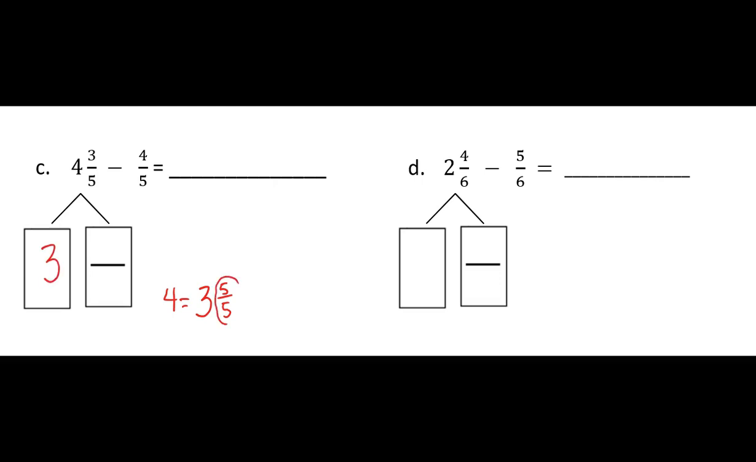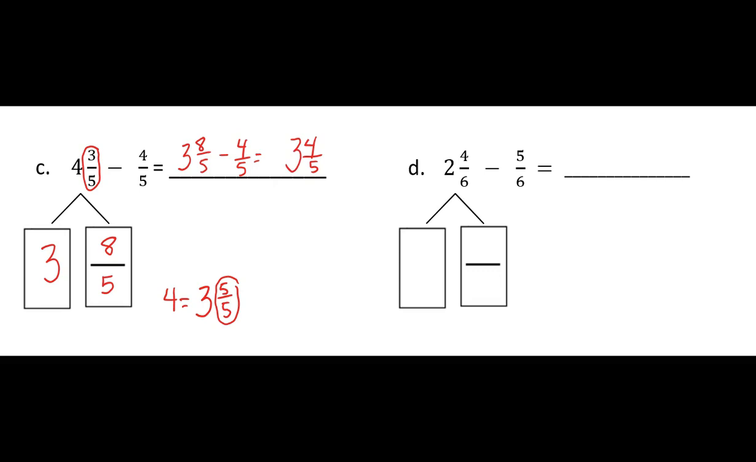I'll take that 5/5 and combine it with the 3/5 that I already had. That gives me 8/5. Now I can do my subtraction. 3 8/5 minus 4/5. Now I can subtract my fractions. 8/5 minus 4/5 is 4/5, and then I still have 3 as my whole number.